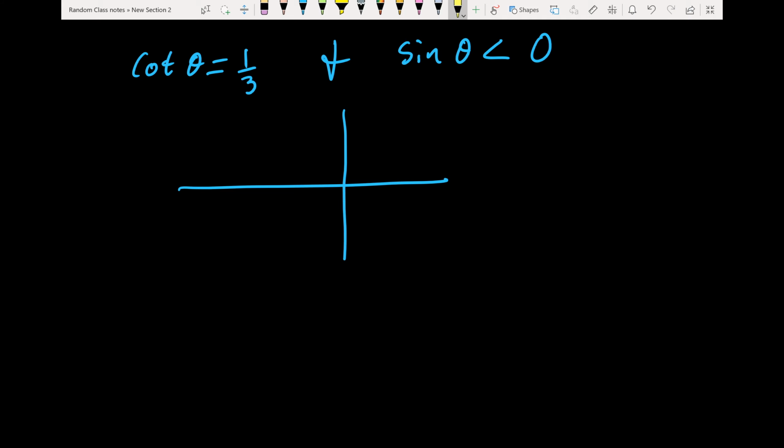So sine of theta is what? Negative. Sine of theta is negative, so the angle lives in what? Third and the fourth, correct? And cotangent is positive, so cotangent lives in the third and the first quadrant. Where do they overlap? In the third quadrant, right, guys? So therefore, when I make the triangle, it's going to be in the third quadrant. And cotangent is what? Adjacent over opposite, right?